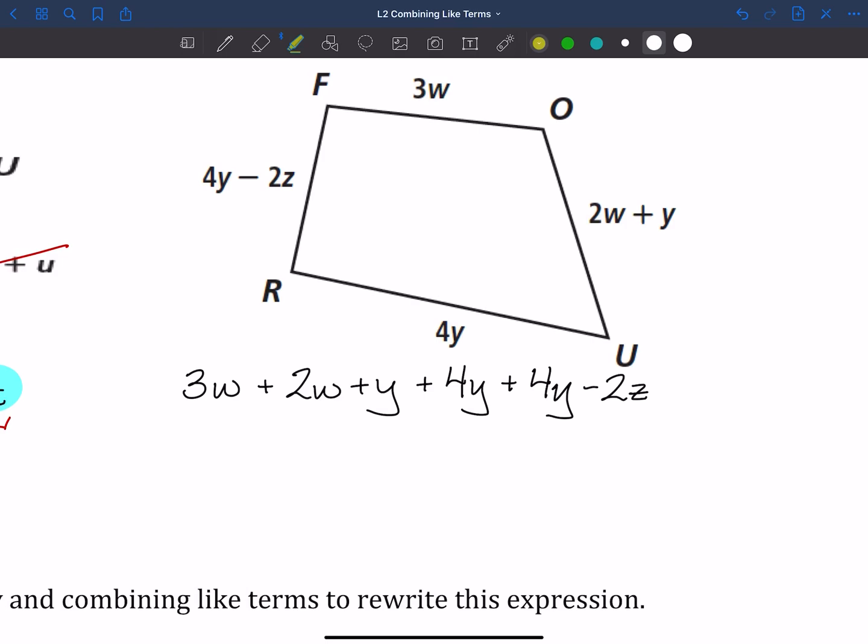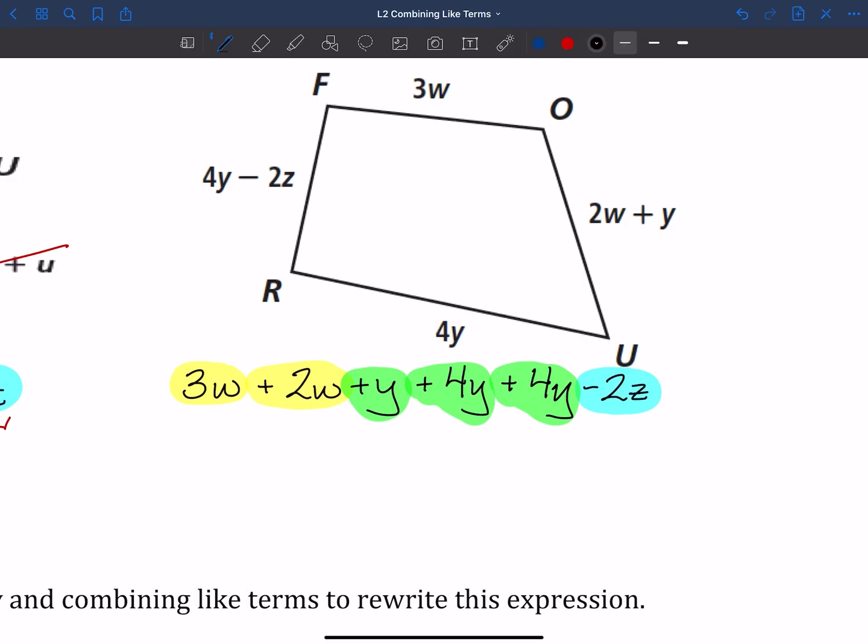All right. So I've got all this stuff on here. Now I need to find the like terms. So again, I've got 3 w's. I've got another 2 w's here that match. And that's all I've got for w's. All right. Then I've got a y plus 4 more y's. Plus 4 more y's. And that's all the y's I've got. And then minus 2 z's on the end.